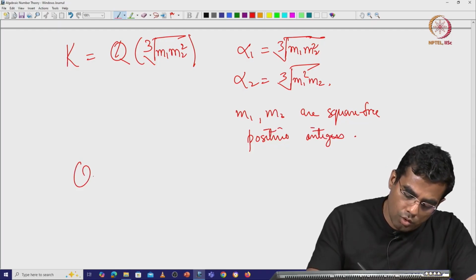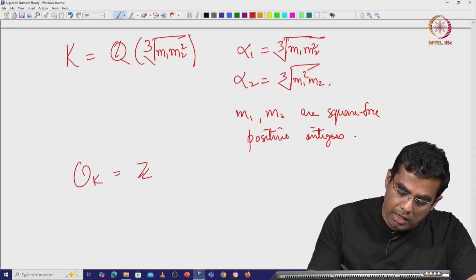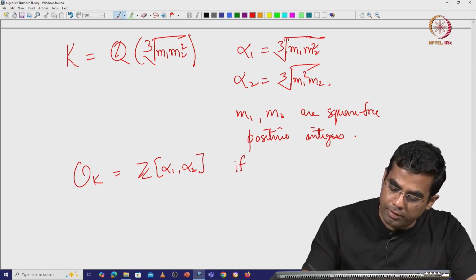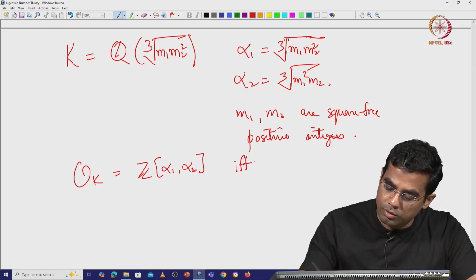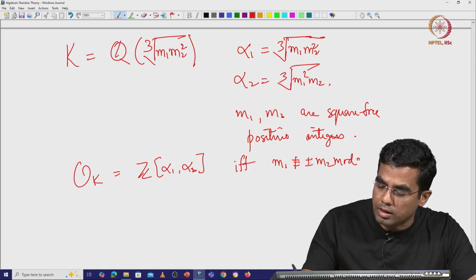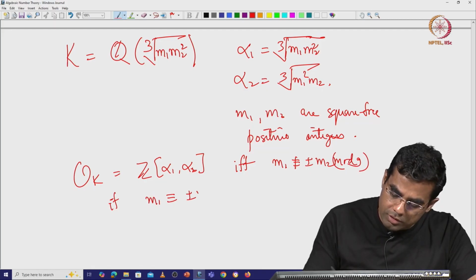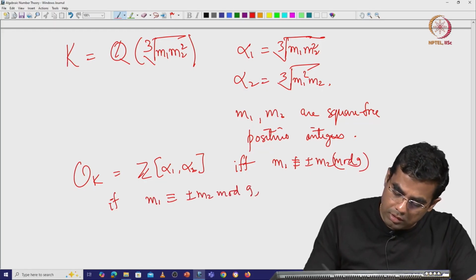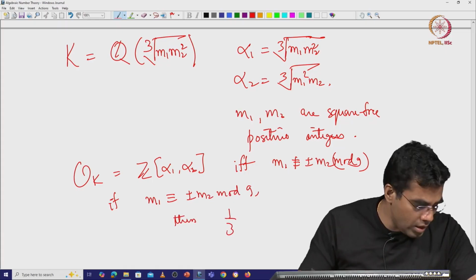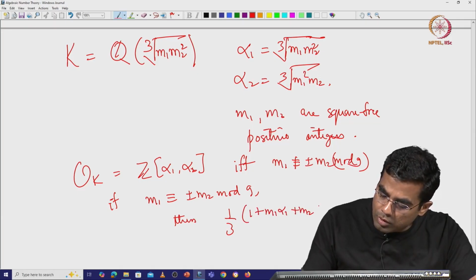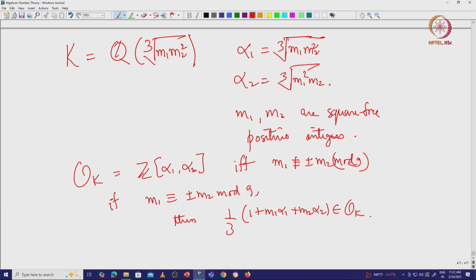where m1 and m2 are square free positive integers. Then O_K is Z alpha 1 alpha 2, generated by these two, if and only if m1 is not congruent to plus or minus m2 mod 9. And if m1 is indeed congruent to plus or minus m2 mod 9, then 1 by 3 times (1 plus m1 alpha 1 plus m2 alpha 2) also belongs to O_K.